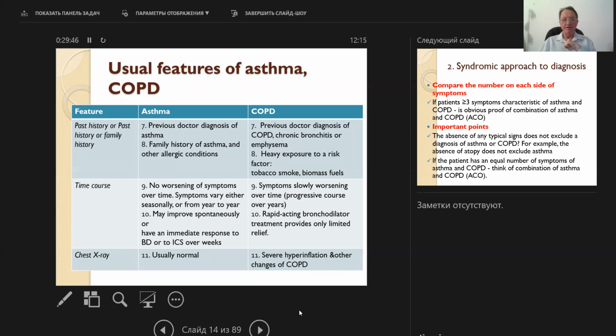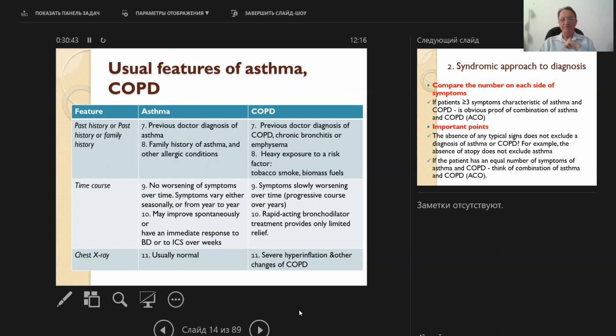In the case of COPD, it's heavy exposure to risk factors of tobacco smoking, and or inhalation of professional hazards, including biomass fuel and others, and previous diagnosis of COPD or chronic bronchitis or emphysema. Time course of asthma: no worsening of symptoms over time. Symptoms vary either seasonally or from year to year, may improve spontaneously, or have an immediate response to bronchodilators, or if patient uses inhaled corticosteroids, it may be over weeks after the start of this therapy.